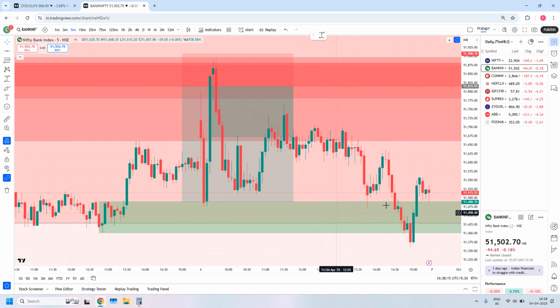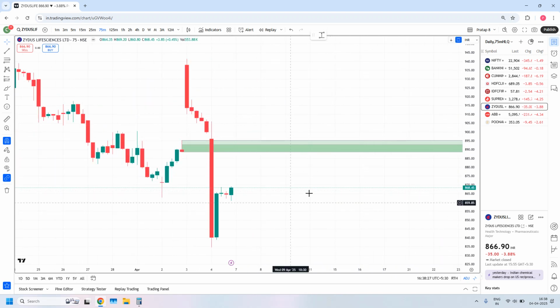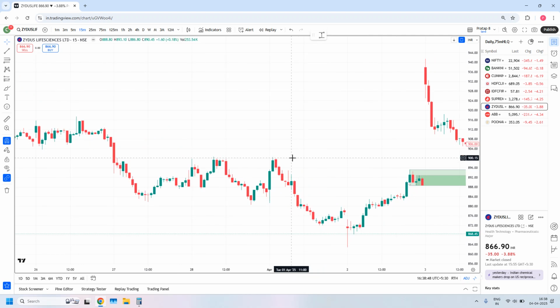Okay, now let's look into the HLQ zones. See, first let me start with Zidus. Zidus, this is a rally base with hidden body. It is a rally candle. In the dynamic view, it is a rally with hidden body. See, this 75 minutes zone today was easily violated. Why? You will understand once you go to the 15 minutes time frame. See, 15 minutes time frame.